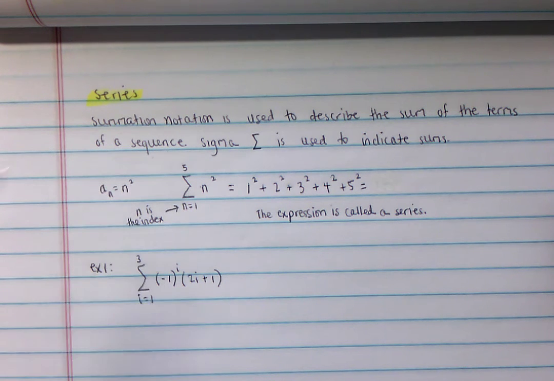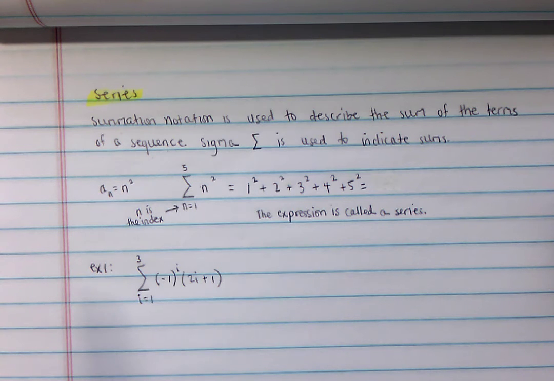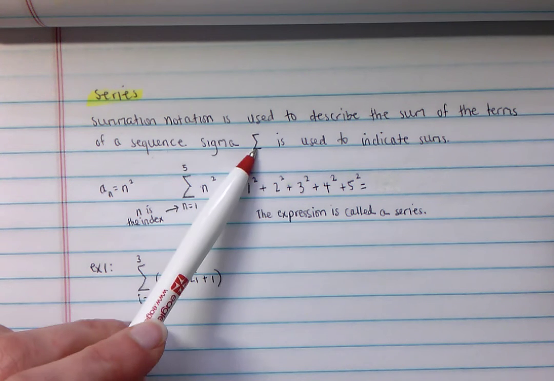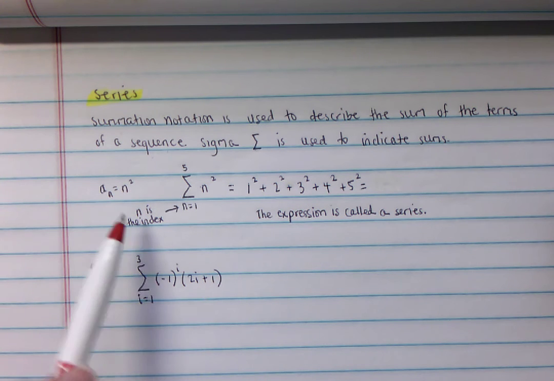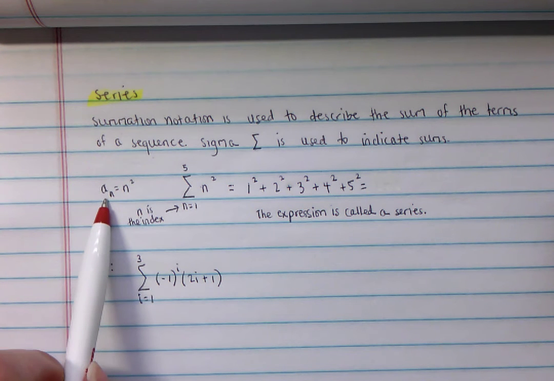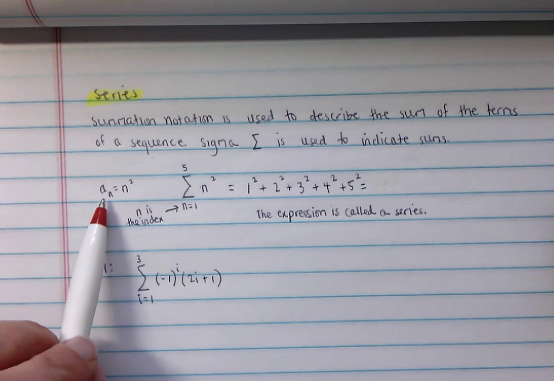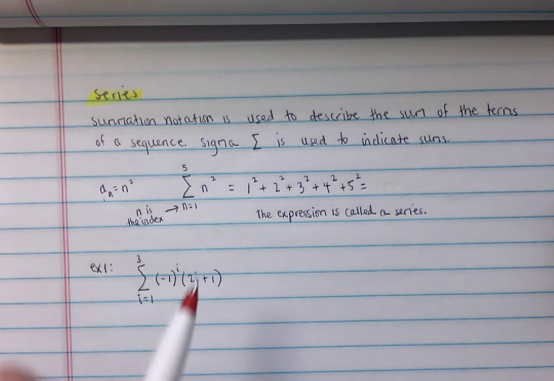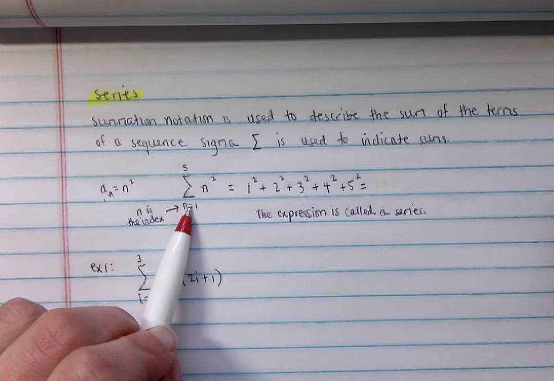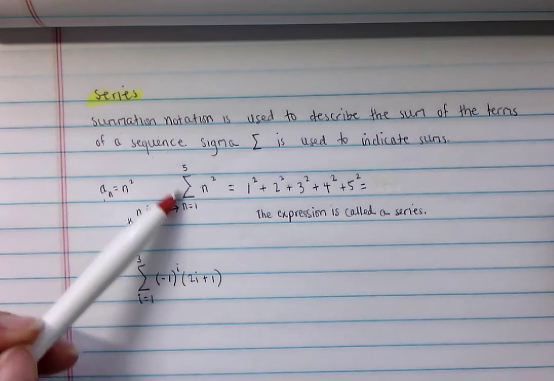So summation notation is what we're learning about, and it's used to describe the sum of the terms of a sequence. And this funky little symbol is called sigma, and that's used to indicate sums. It tells you to add up, okay? So for example, on here, we have this sequence here, a sub n equals n squared. We saw this on the last video. And this is telling us to add up the terms from 1 to 5.